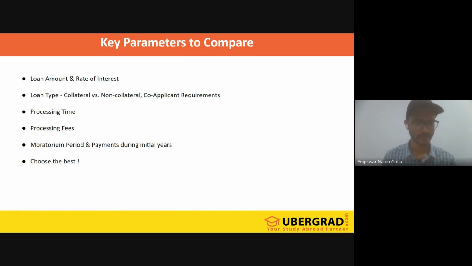Okay, and we have a fifth factor which you have to choose, which is the moratorium period and payments during the initial years. So what is the moratorium period? It is a period where you don't have to pay any money during your educational period. The moratorium period is 2 + 1 year. So 2 years is your course period, the study period where you will be studying your masters, or 1.5 years depending upon the course. That's why I'm considering it as course period plus 1 year. So 1 year is the moratorium period. Okay, 2 + 1 is totally 3 years.